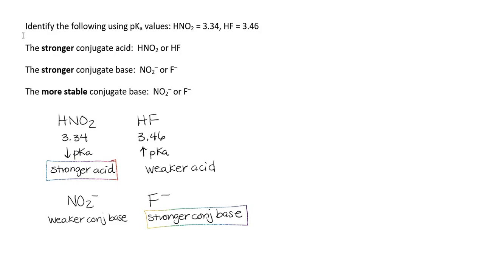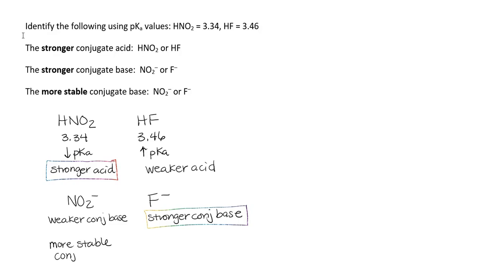So just as a recap, we started with the conjugate acids. We identified the one with the lower pKa as the stronger acid. We then looked at the conjugate bases and identified the weaker conjugate base corresponding to the stronger acid. So because of that, fluoride ended up being the stronger conjugate base. Now we're after the more stable conjugate base. The weaker conjugate base corresponds to the more stable conjugate base.